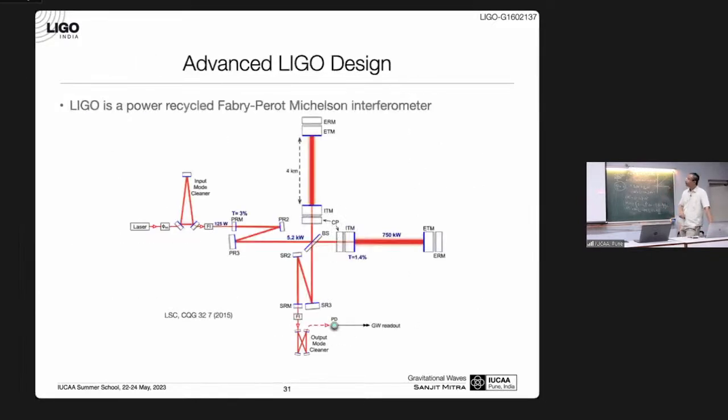Now, this is a slightly more complicated version of the detector. What happens here, I'll come to this part later on. As I said, in the Fabry-Pérot cavity, there is much more power inside now, because of these mirrors.